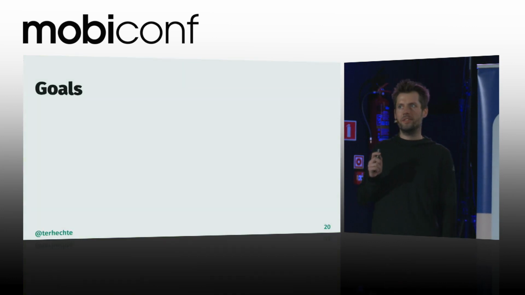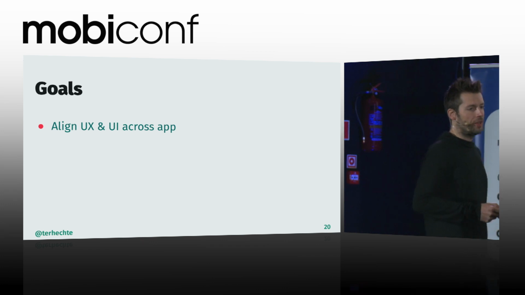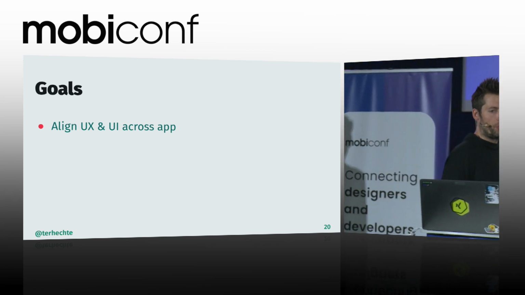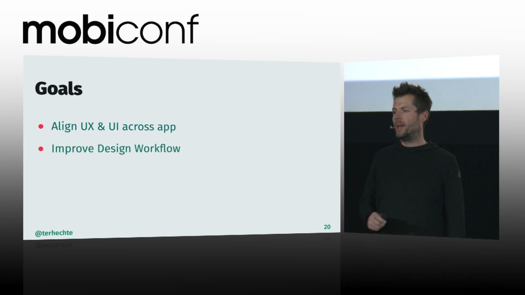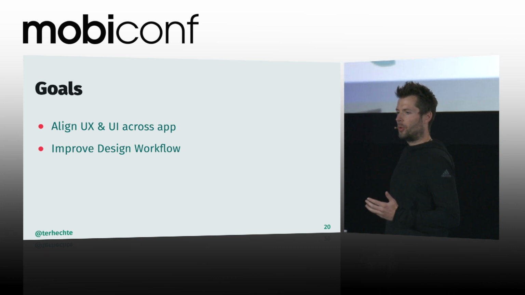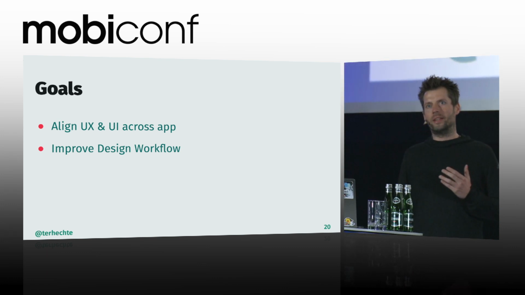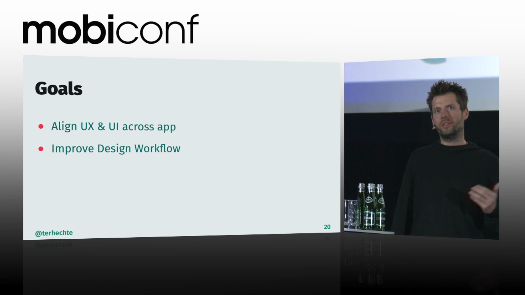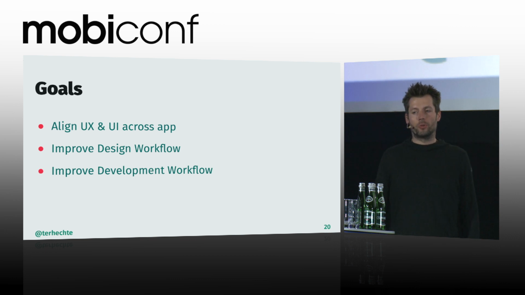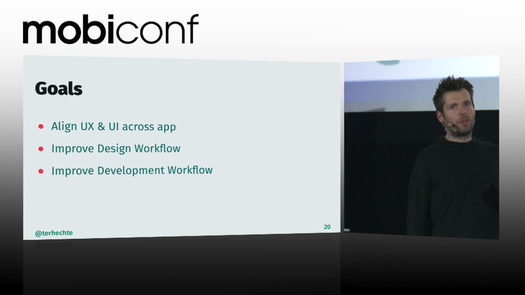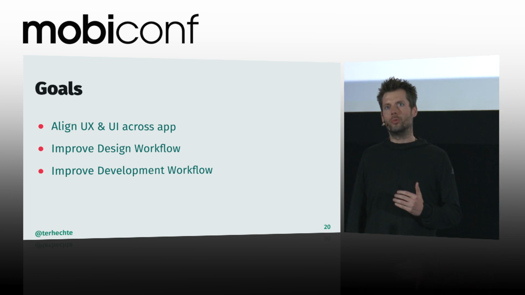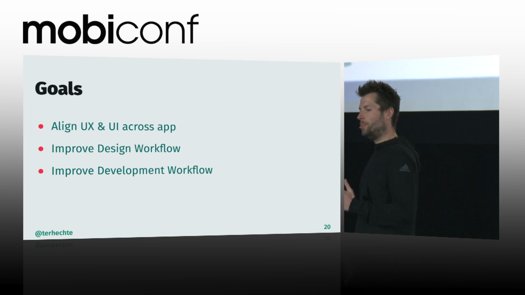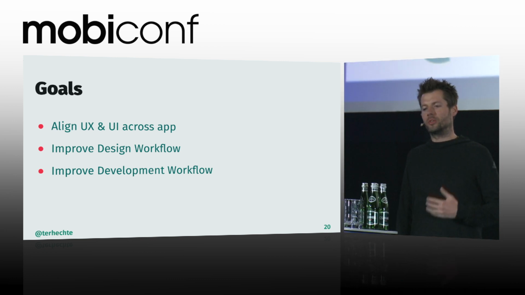So first of all, a design system has goals. The first goal is that it wants to align the UX and the UI across the app so that everything in your app looks the same wherever you are. It also wants to improve the design workflow. One stated goal of a design system is that it's easier and faster to develop the design for a new feature or for a new section. Similarly, it also wants to improve the development workflow so that you as a developer can implement a new feature or a new section much faster than you could with traditional means, while keeping the UX and the UI consistent across the app.